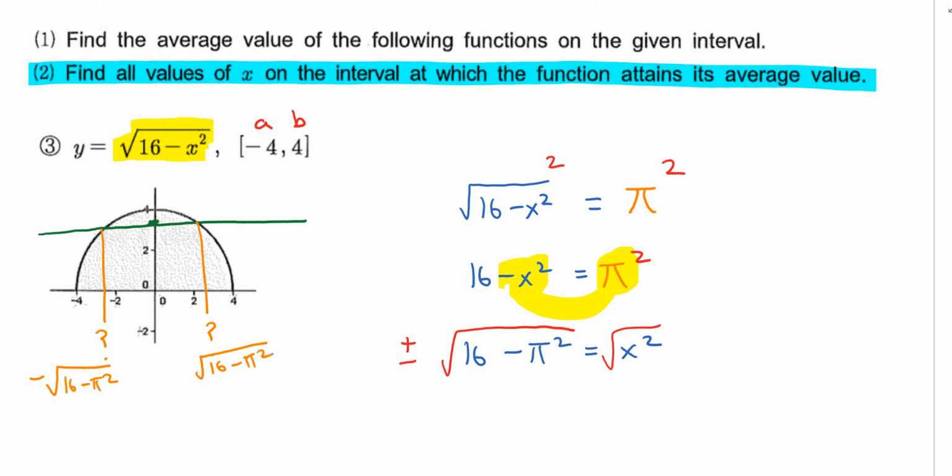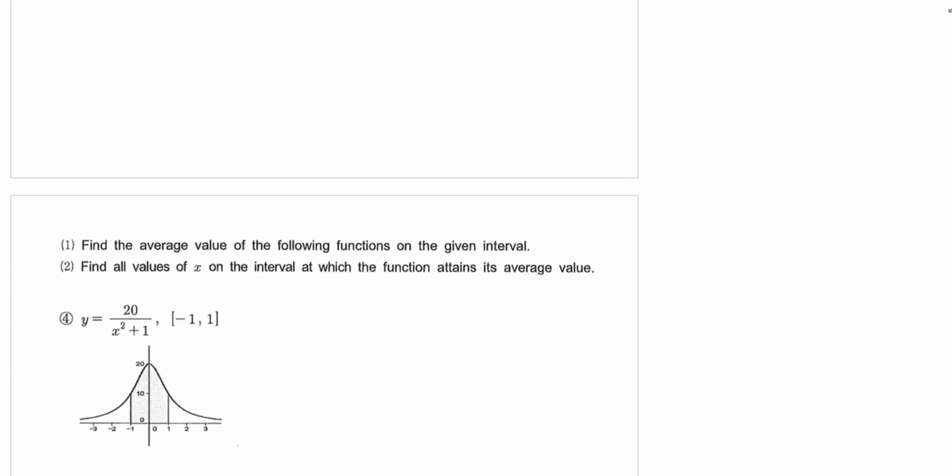And that's it for that particular question. We just found the average value, which was pi, and then we found the corresponding x values that give us the y value of pi. Okay, let's move on to the next one, question number 4.